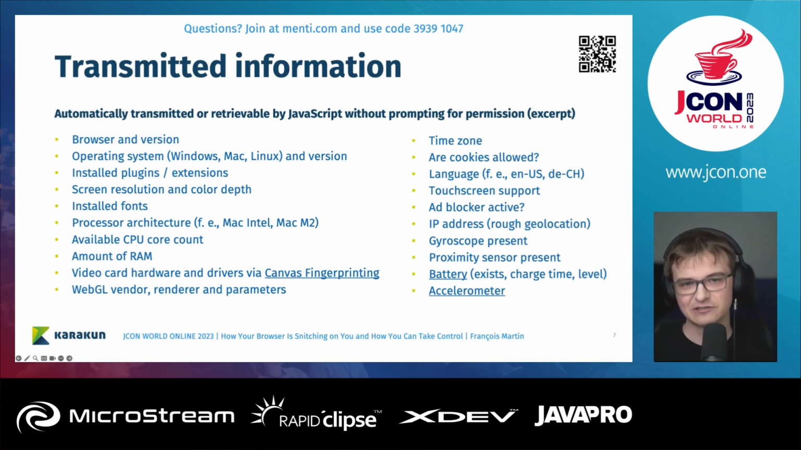And then, of course, are cookies allowed or not? The language, is a touchscreen supported? Is an ad blocker active? And then also the IP address, of course, with which you can get a rough geolocation from it. And all of this information, for example, if touchscreen support is there, you can use this to provide a different UI that allows you to use a touchscreen better, or the hardware, makes sense in terms of what kind of compatibility you have.